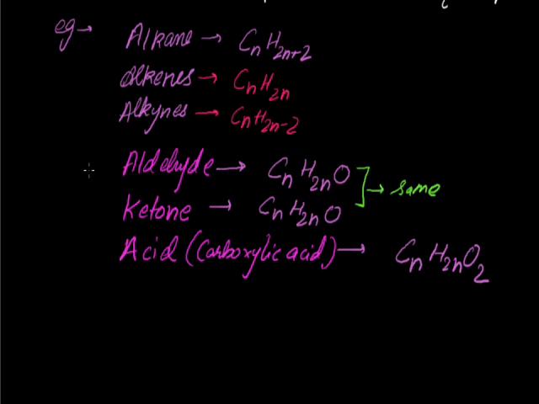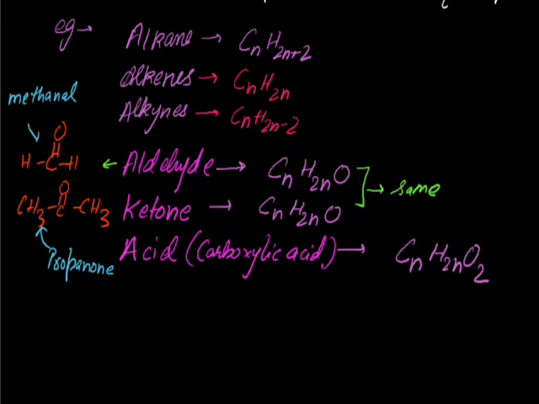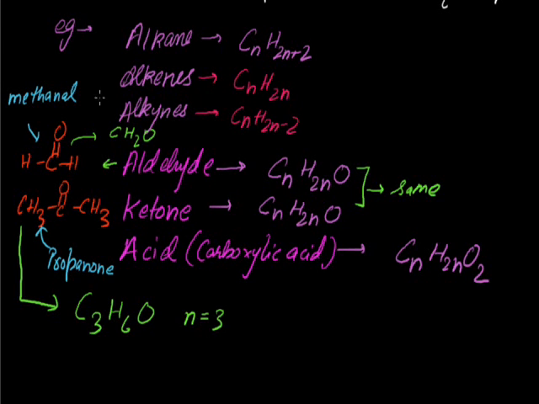Let us take an example of aldehyde and ketone each to understand this better. The simplest aldehyde is methanal, and the simplest ketone is propanone. Let's see whether they satisfy the general formulae or not. If we write this in the form of a molecular formula, then it will be CH2O, which is in accordance with the general formulae. Now, if we write this in molecular formula, then it will be C3H6O, which is again in accordance with the general formula where n is equal to 3, and here the n is equal to 1.